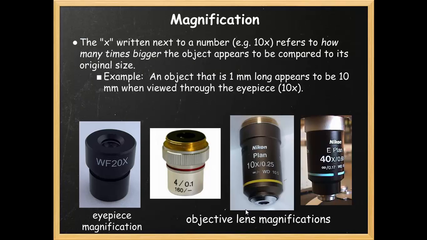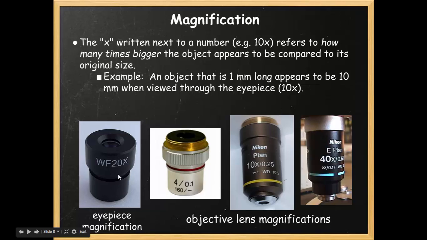Let's talk about magnification. The X written next to a number, for example 10x, refers to how many times bigger the object appears to be compared to its original size. In the microscopes that we have, the eyepiece magnification is 10x. So the object appears to be 10 times larger than it actually is. If we have an object that's 1 millimeter long, it will appear to be 10 millimeters long when you're viewing it through just the eyepiece.